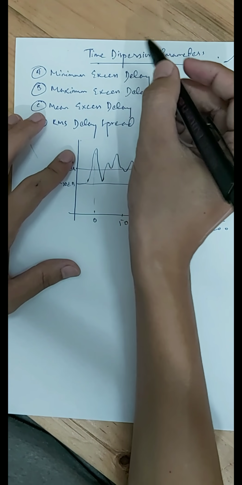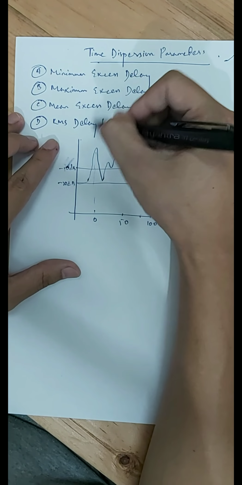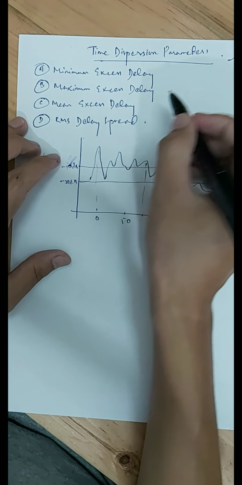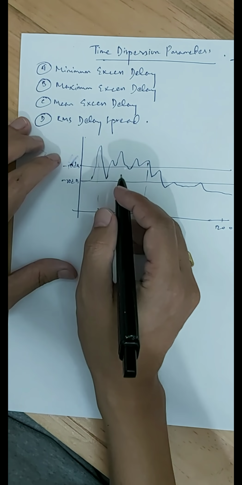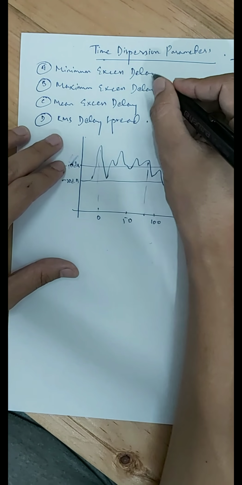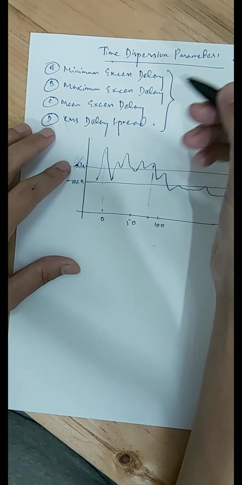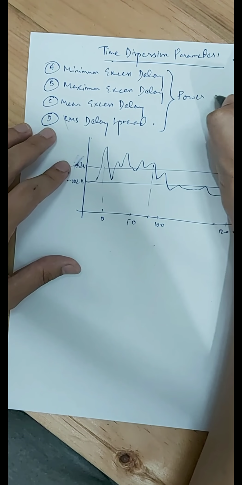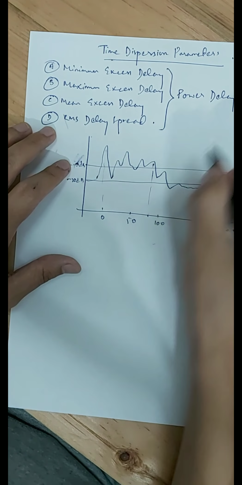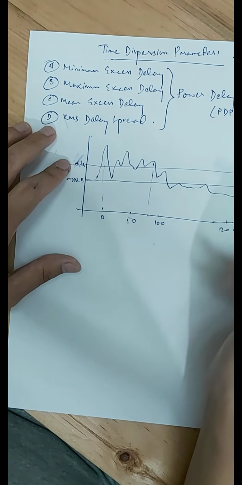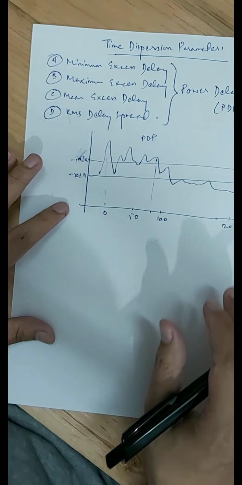We can study time dispersion by using these 4 parameters: minimum excess delay, maximum excess delay, mean excess delay, and RMS delay spread. We get these parameters from a characteristic called power delay profile, short form PDP. This graph is my PDP.